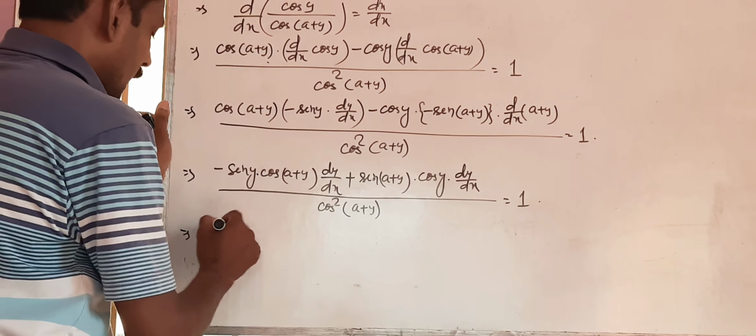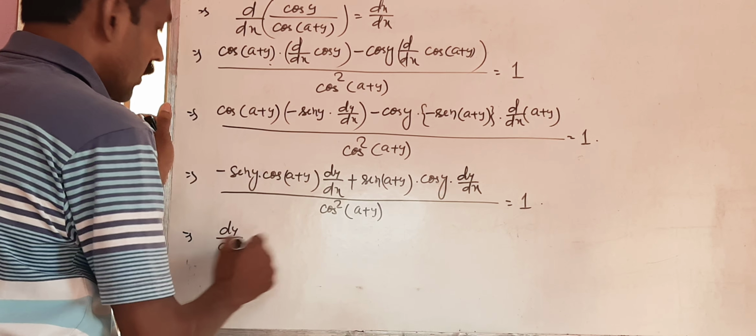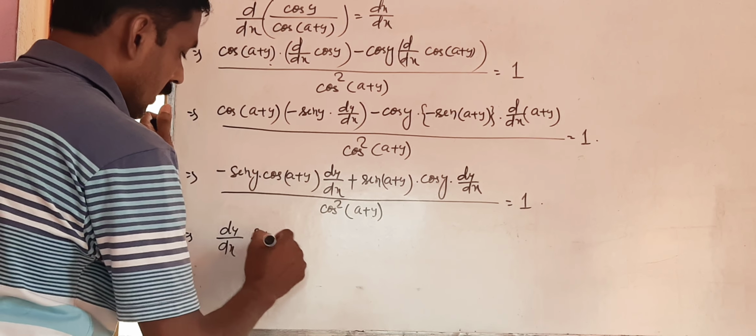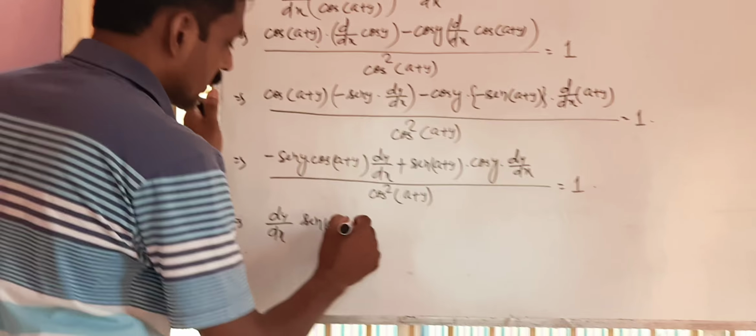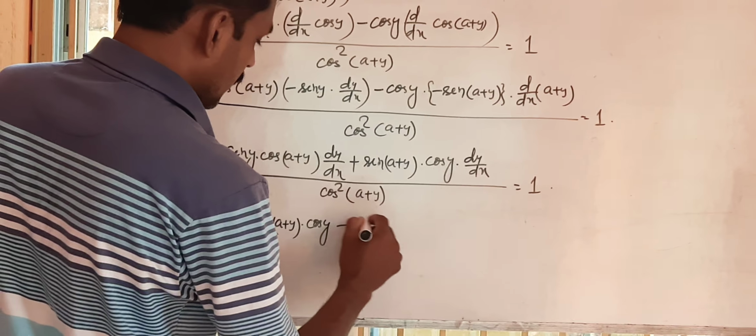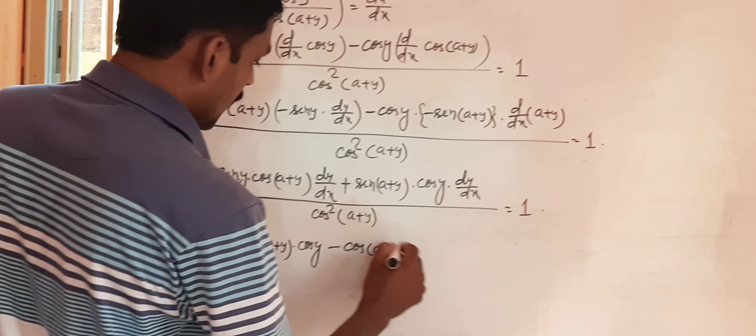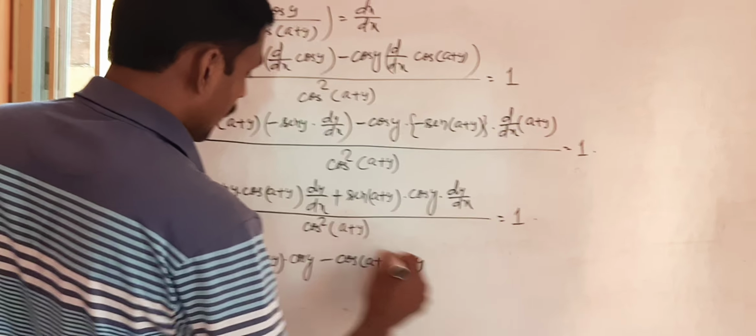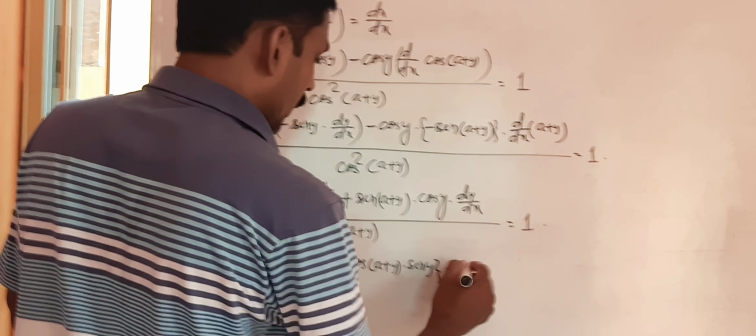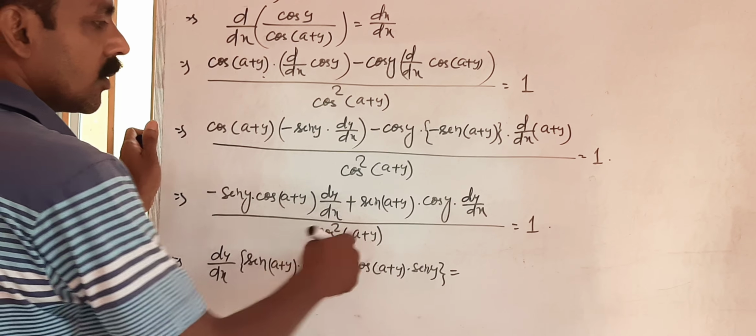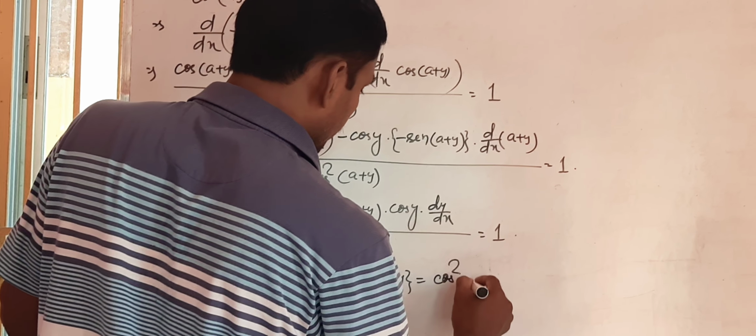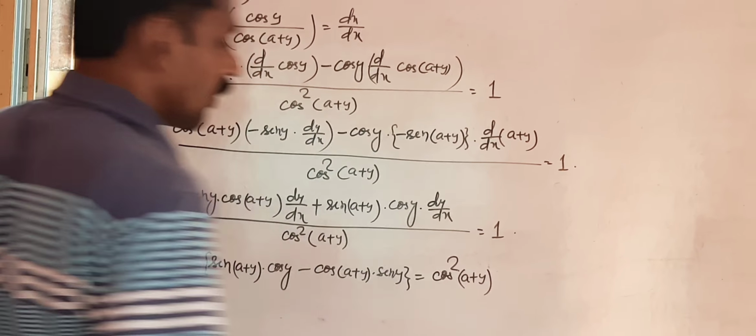Now if we take dy by dx common from the numerator and write the positive value first, it is sin a plus y into cos y minus cos a plus y into sin y equal to, you take this to the right hand side, cross multiply. So it will become cos square a plus y.